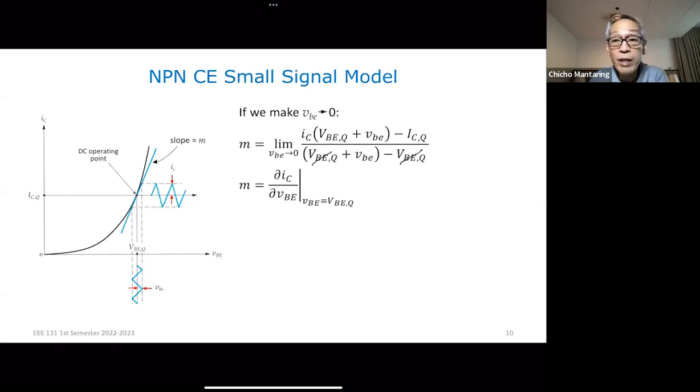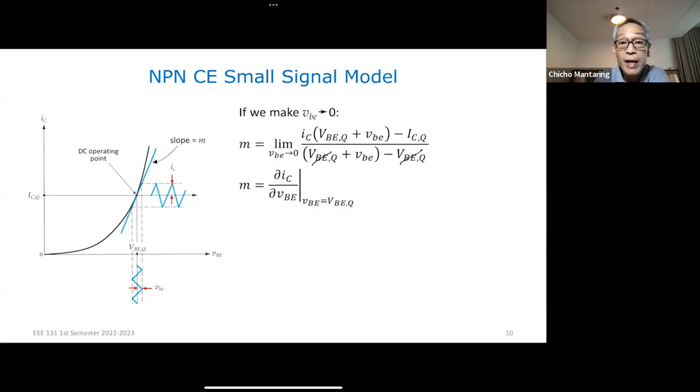So the slope is actually the partial of your collector current. Again, we're talking about large signal here, this curve, which is large signal. So it is I capital C with respect to VBE, evaluated at the Q point. That is the slope of this line.